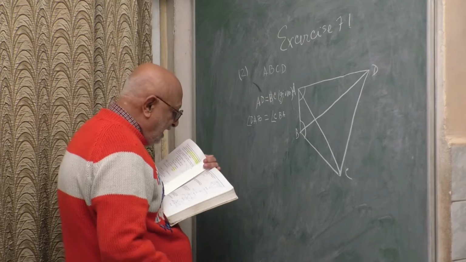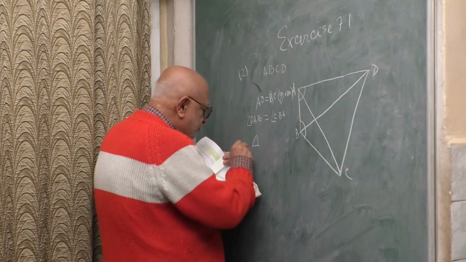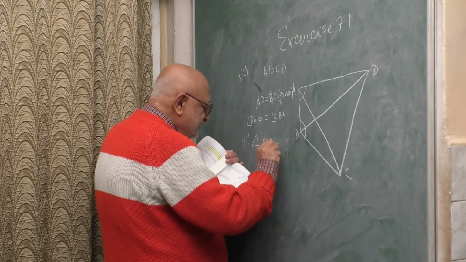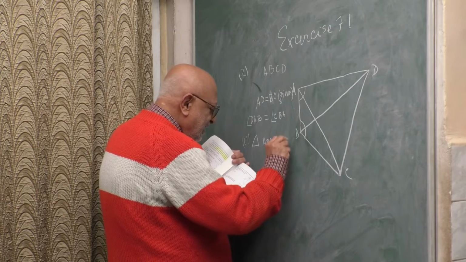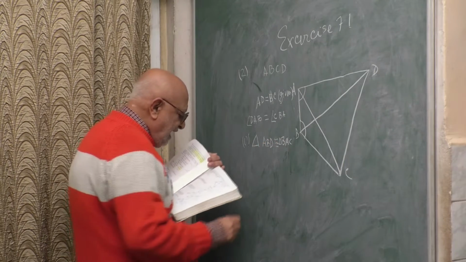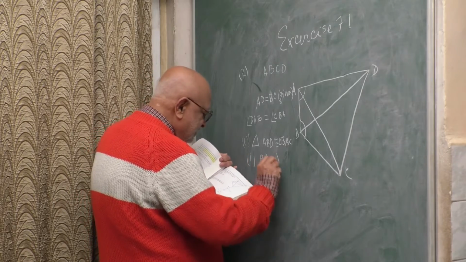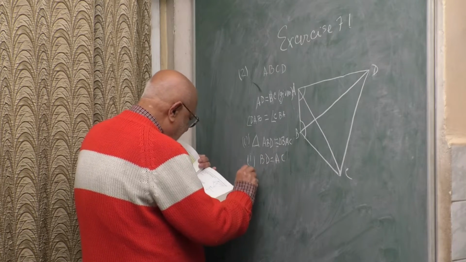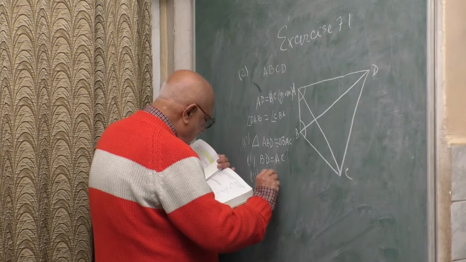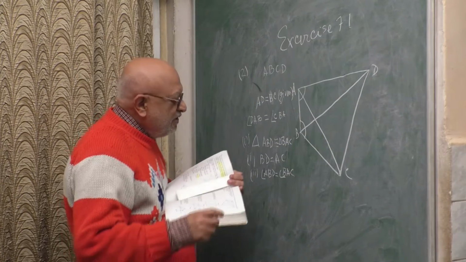Okay, what we have to prove? We have to prove that, number one, triangle ABD is congruent to triangle BAC. I forgot to write down this thing for BAC. Two, BD equal to AC, and third, angle ABD equal to angle BAC.